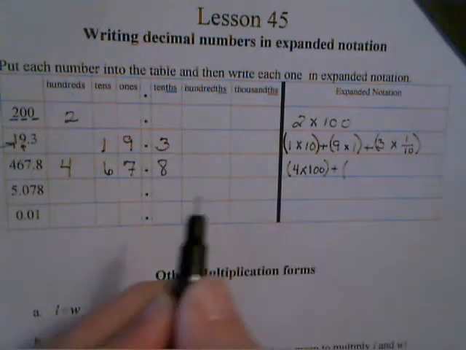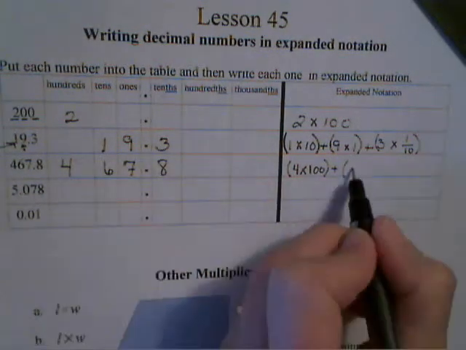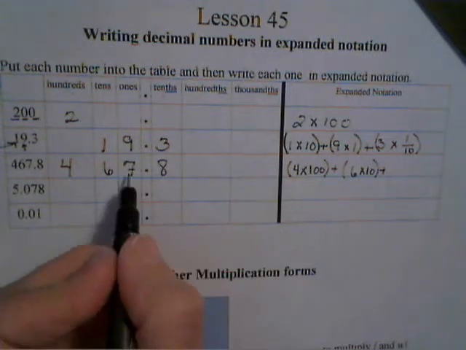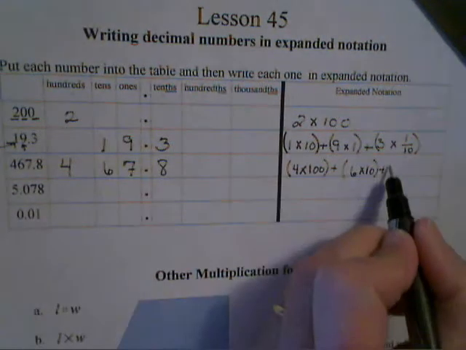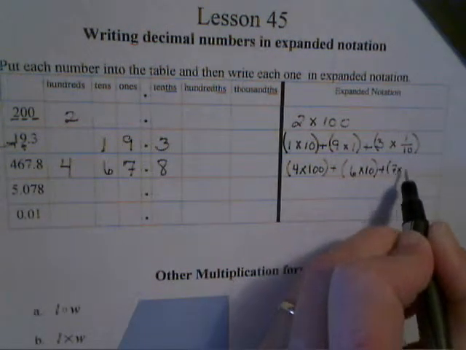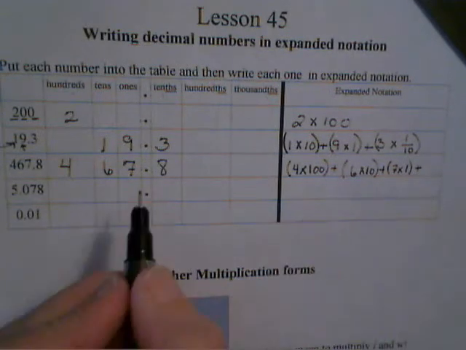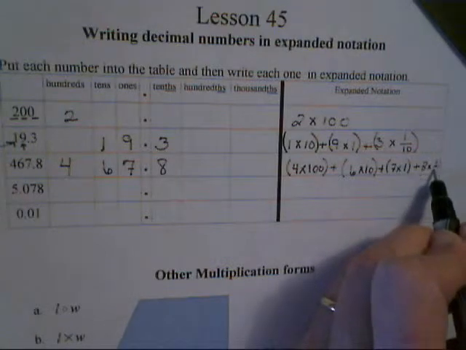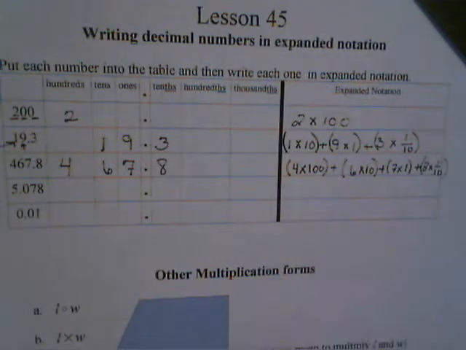Plus, well, my tens is next, and I've got a 6 there. 6 times 10. Plus 7 times 1. Plus, and then I have this 8 times 1/10. There you go. All right, here's one with more after the decimal.